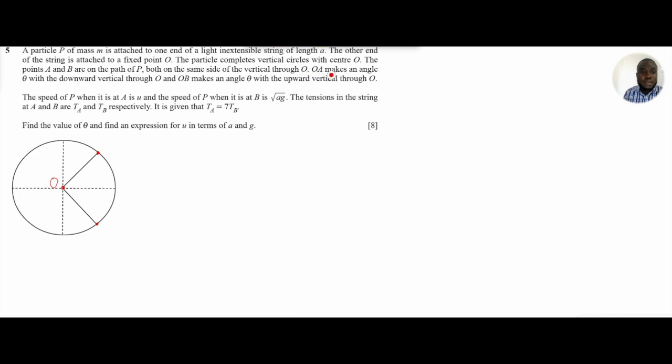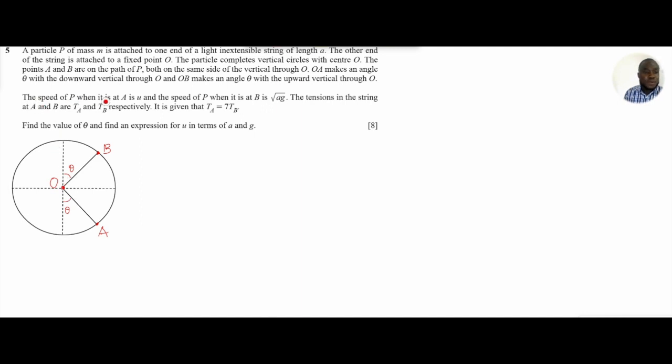We're told that OA makes an angle of theta with a downward vertical. So if this is O and this is A, there is this acute angle theta with a downward vertical. Now OB, on the other hand, makes an angle of theta with an upward vertical through O. This is what it implies: the two angles are the same, just theta.